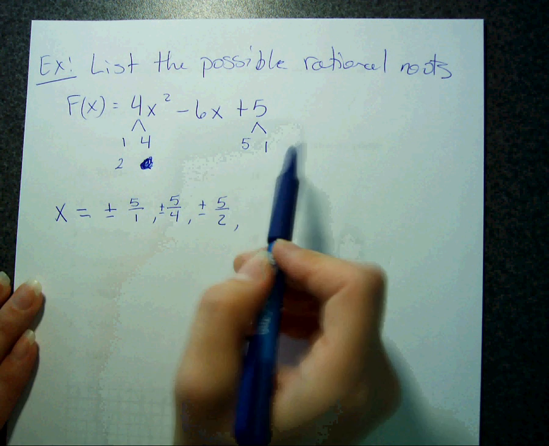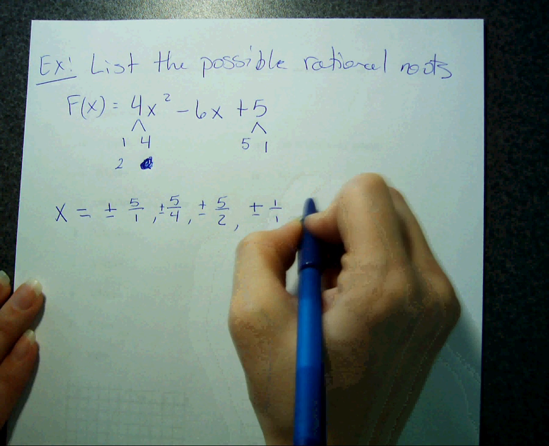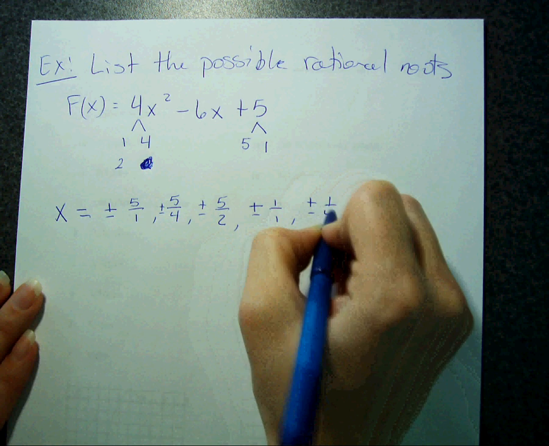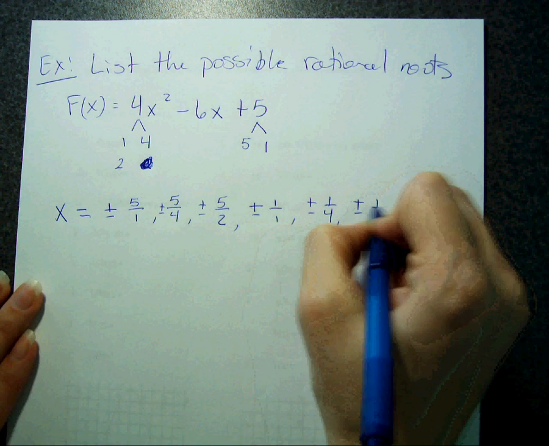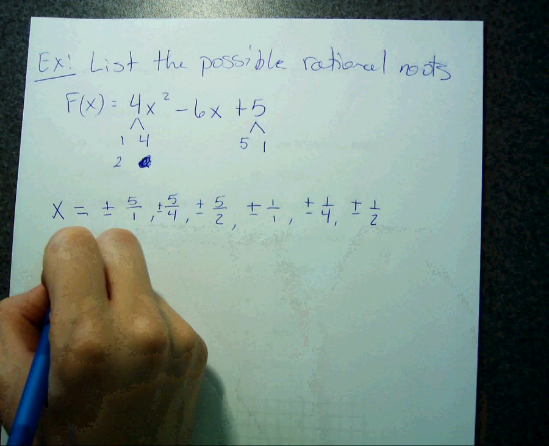So now I'm going to go to the 1, and I'll do plus or minus 1 over 1, plus or minus 1 over 4, and then plus or minus 1 over 2. Make sure all of your fractions are reduced.